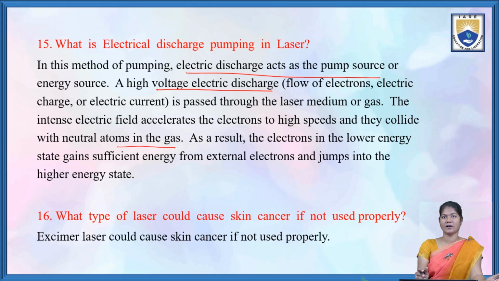A high voltage electric discharge is passed through the laser medium or gas, so that the high intensity of the electric field accelerates the electrons to high speed, and they collide with the neutral atoms in the gas, so that the electrons in the lower energy state gain sufficient energy from the external electrons and jump into the higher energy state.